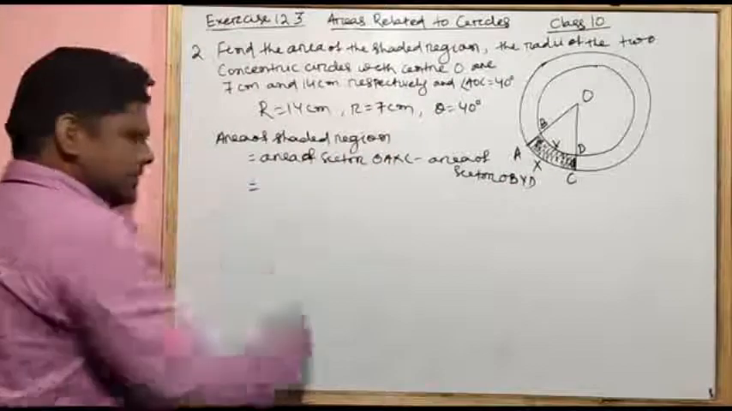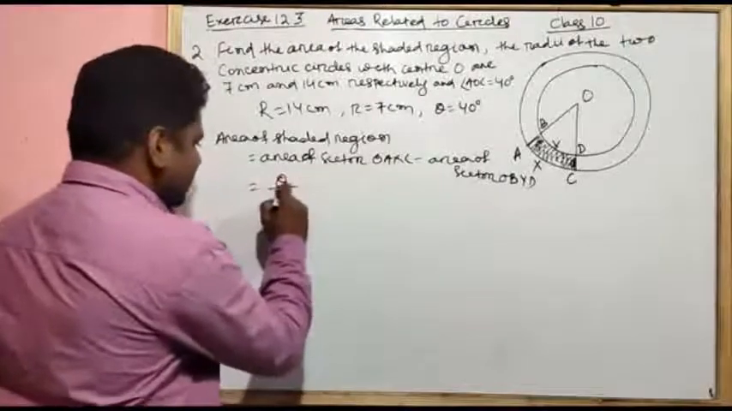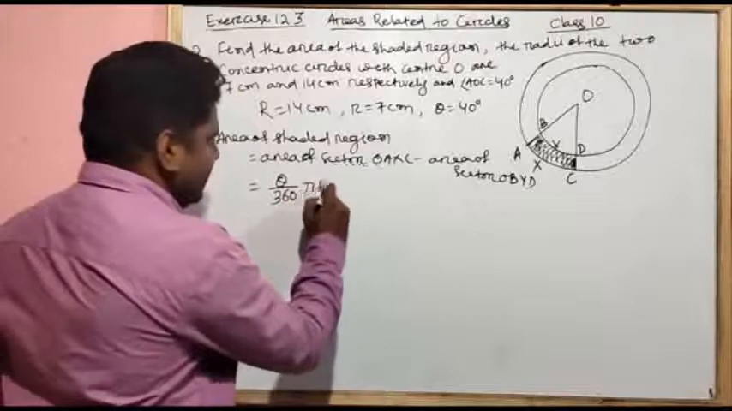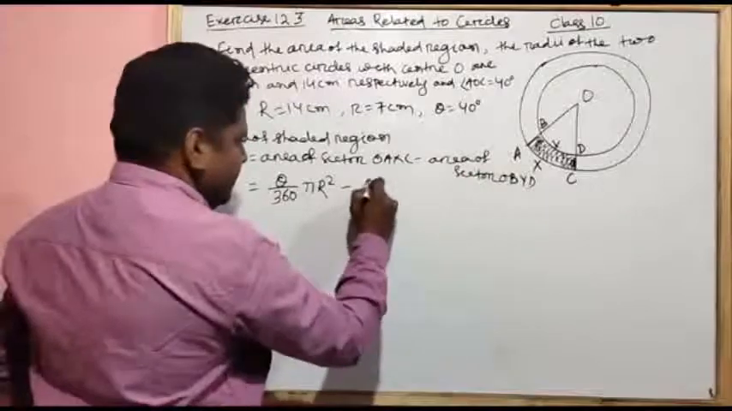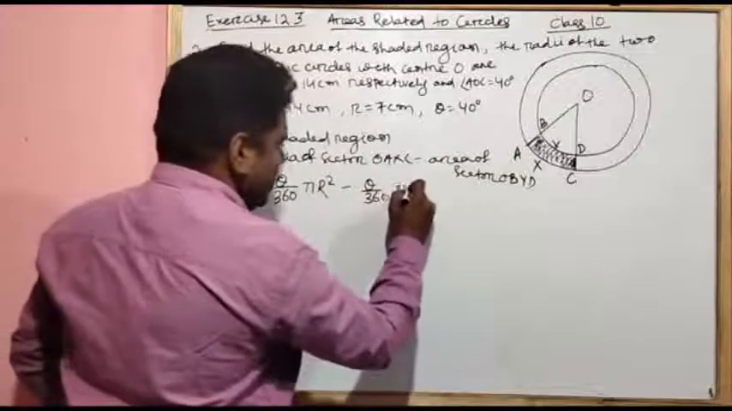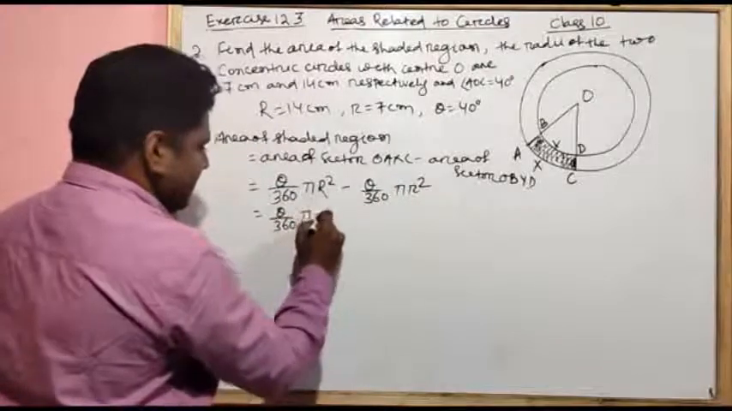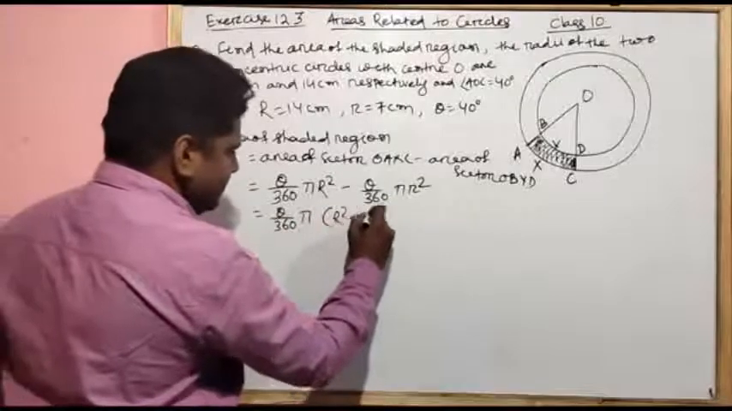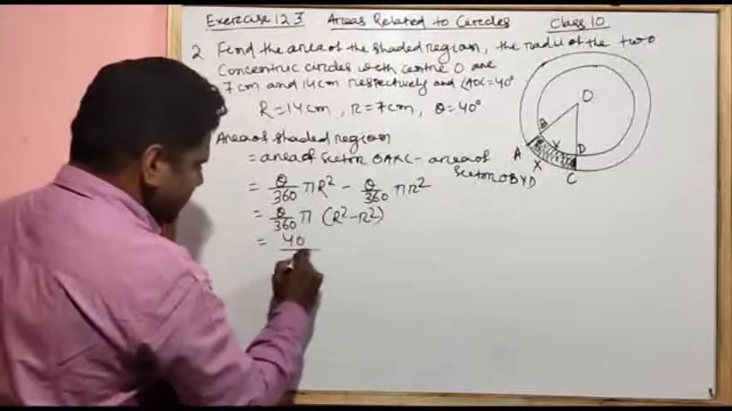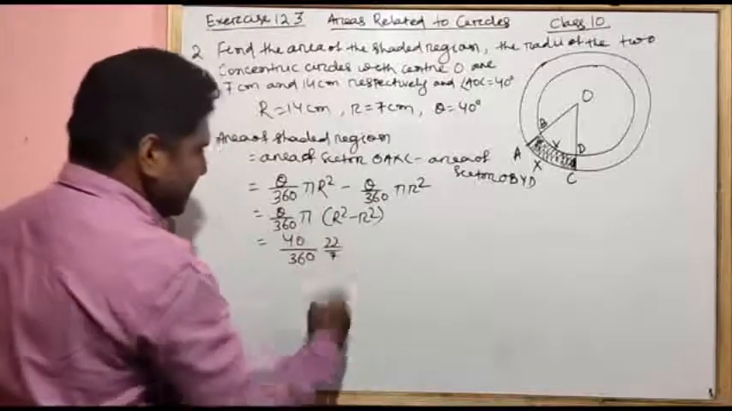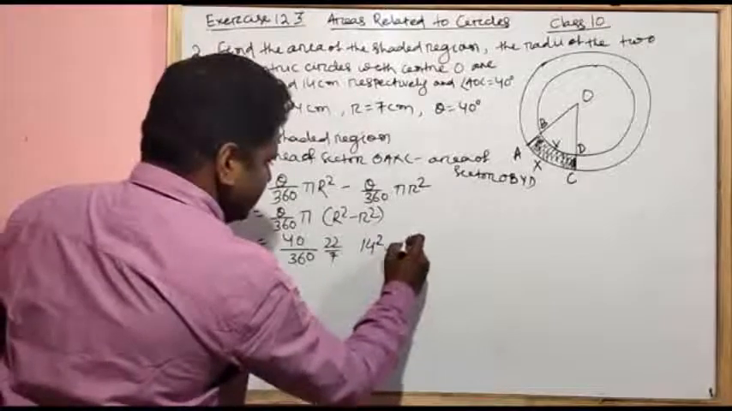We know that area of sector is theta by 360 into pi r square. So we will get the formula here, theta by 360 pi R square minus, here the radius of this one is small r, so theta by 360 pi r square. Taking theta by 360 as the common factor and pi also as the common factor, we can write R square minus r square. Theta is here 40 degrees, and 40 by 360 pi equal to 22 by 7, R is 14 cm, so it will be 14 square minus 7 square.